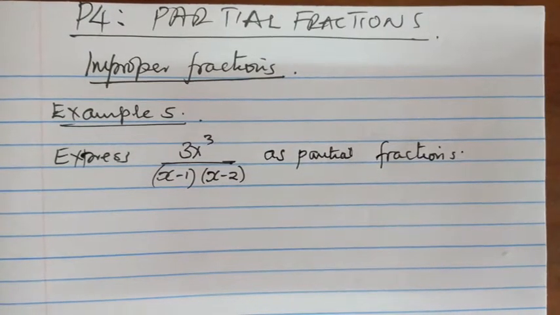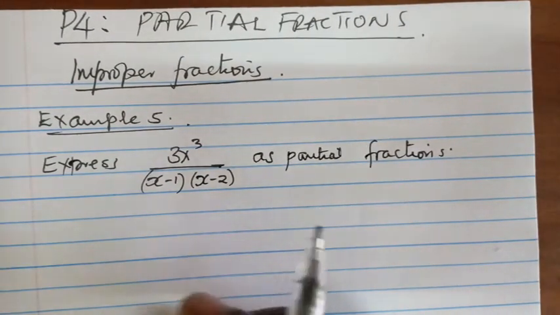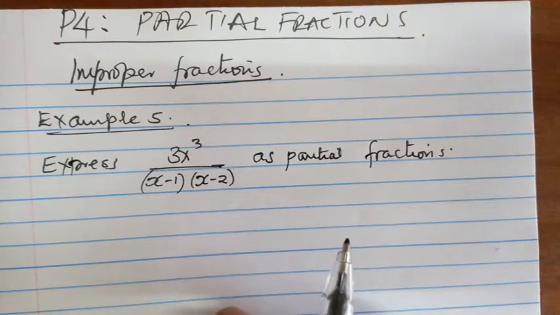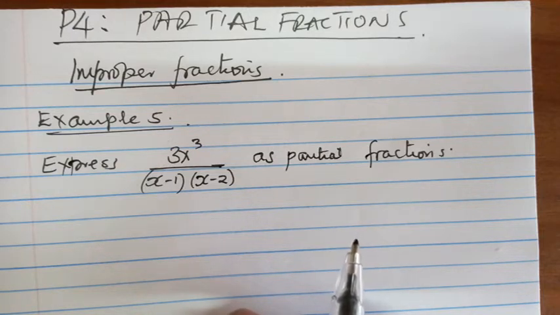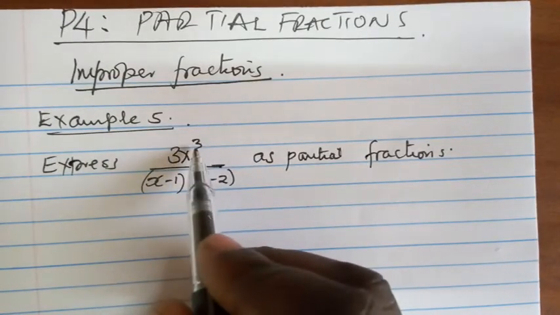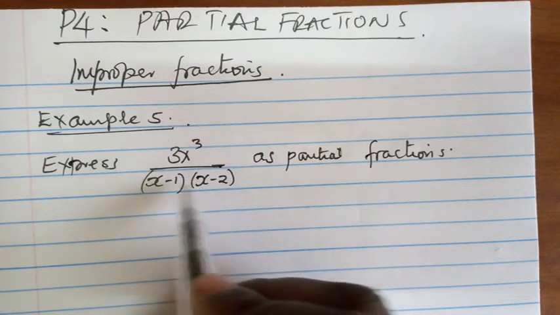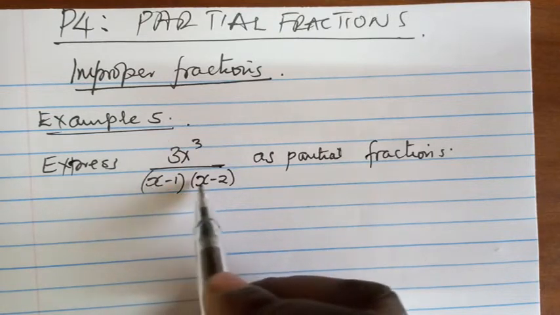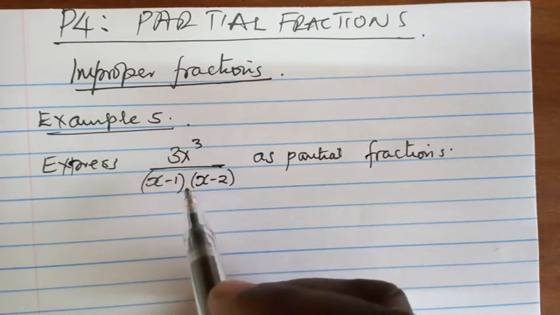And this one is going to show us exactly what we have been talking about, that the index or the power at the numerator is greater than the power at the denominator. So that to me is an improper fraction. Please note the power at the numerator, which is power 3, is greater than the power at the denominator, which is power 2. That to me is the meaning of an improper fraction.